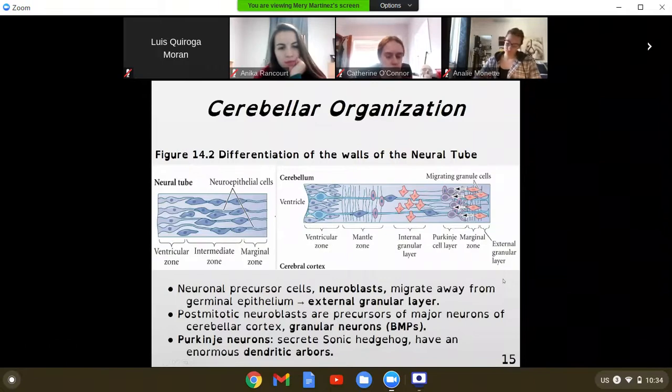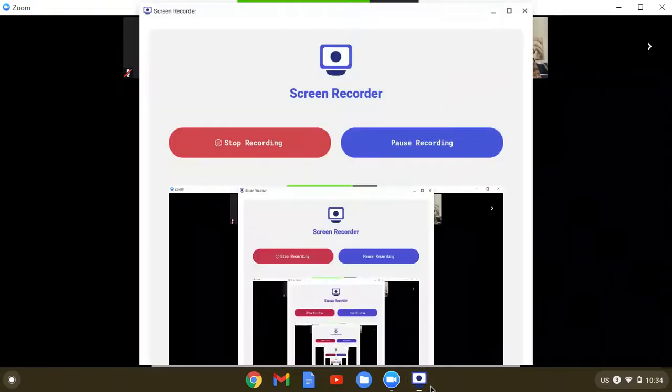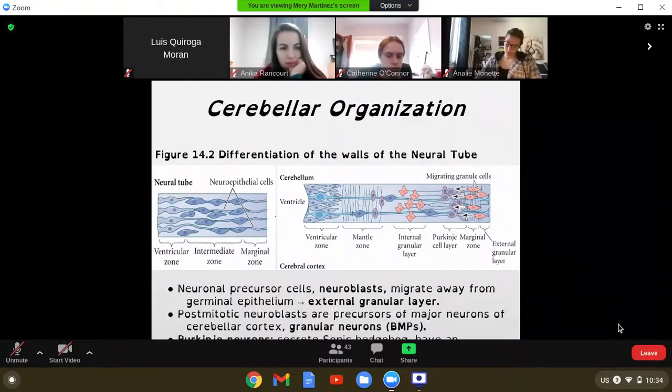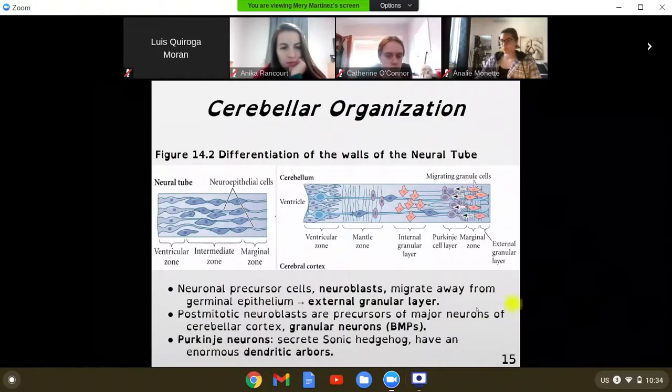In the cerebellum, some neuroprecursors enter the marginal zone. Some of these cells get into this mantle zone, but they don't necessarily stay there. Some are going to go far away to the outer region, and this is the external granular layer. These are always at the outer boundary of the neural tube.